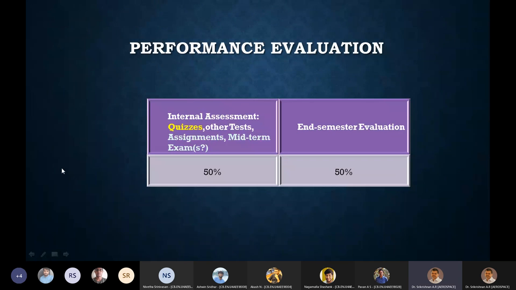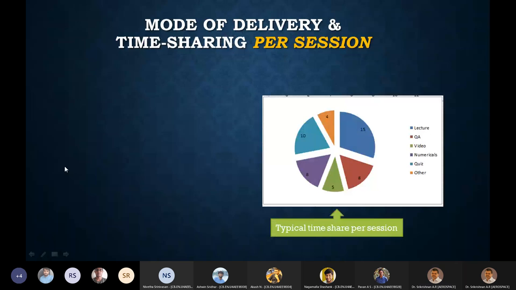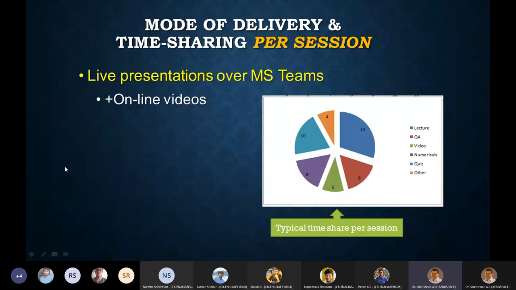Okay, now for each class, as we know, the MS Teams sessions will take some time. I would try to restrict it to 15-20 minutes. What I have here is an exploded view of a pie chart, which is a rough time division that I have in mind. There will be variations from time to time, but this is what I roughly target for.